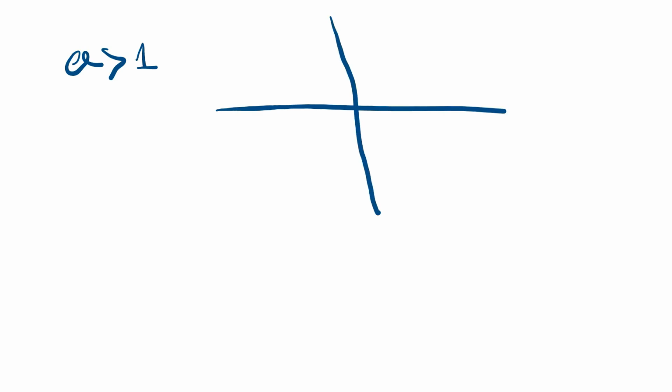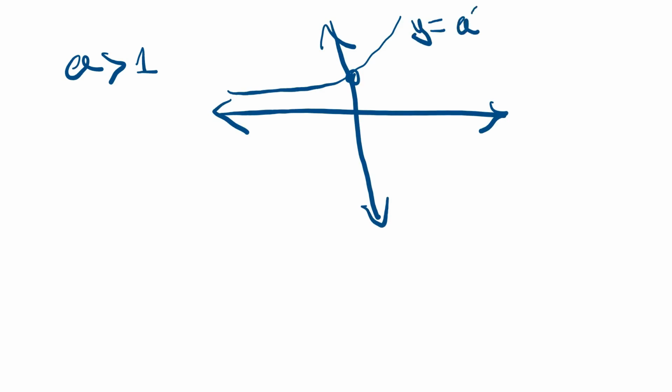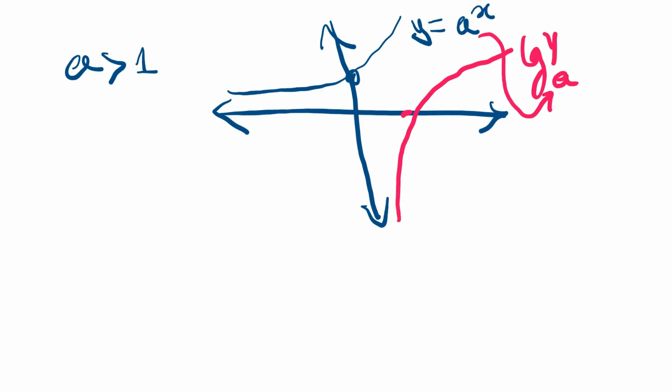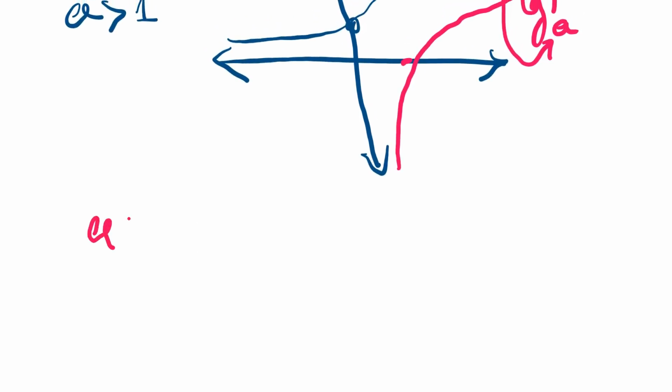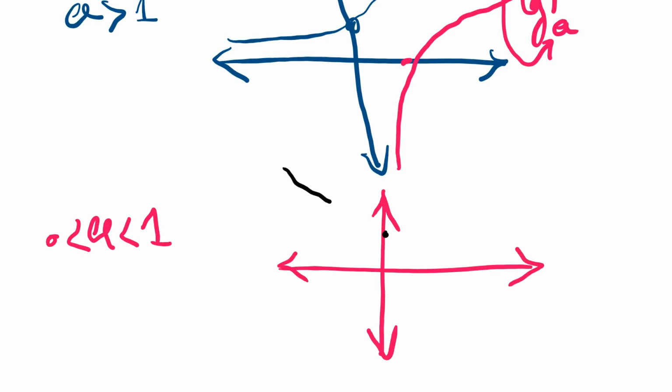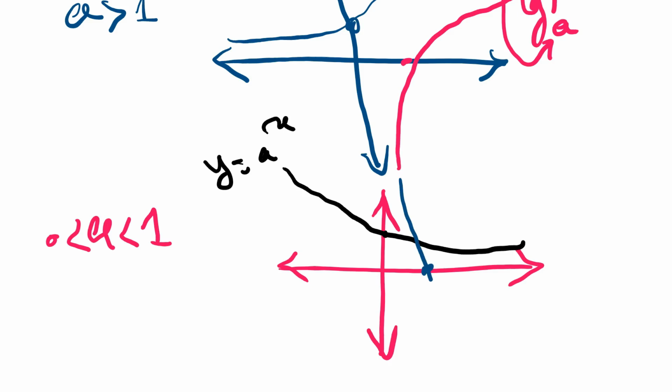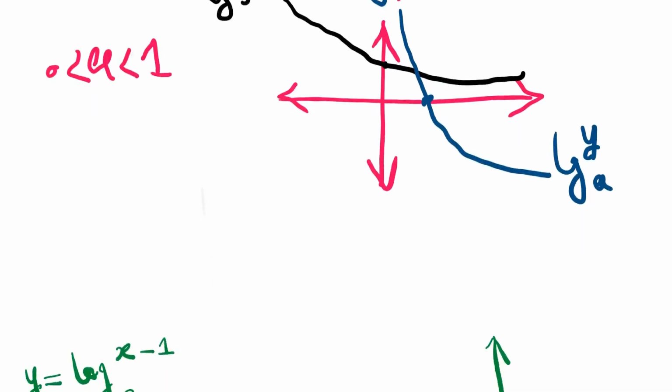When you have the base more than 1, your exponential function is something like this. Yes, that is y equals a to the power x, and your logarithm when your base is more than 1 is something like this. But when your base is between 0 and 1, the exponential is decreasing, something like this, y equals a to the power x, and your logarithm is also decreasing, something like this, log y in the base a when a is between 0 and 1.